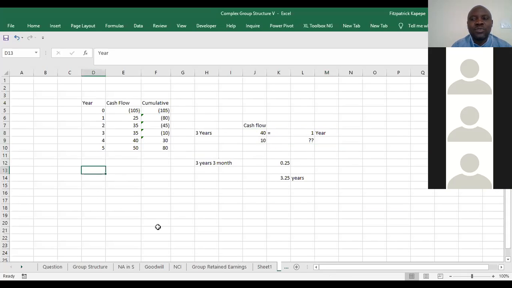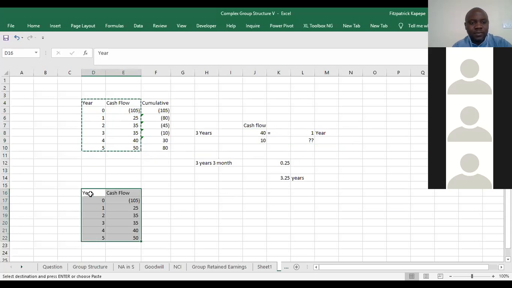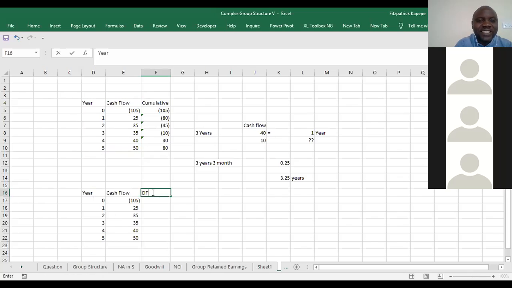So do not stress yourself. It's still the same methodology, but what you are doing now, you are first discounting these numbers. So first thing, you discount them. So you have your discount factor at 12%. I'm sure you are given, are you given tables? Discount present value tables? Yes, will be given.